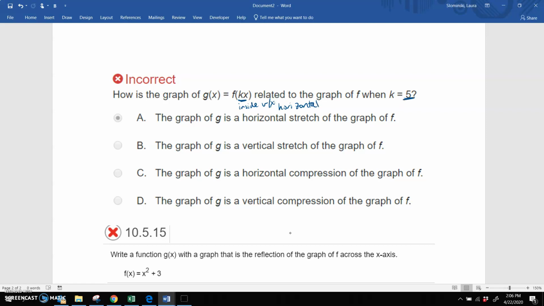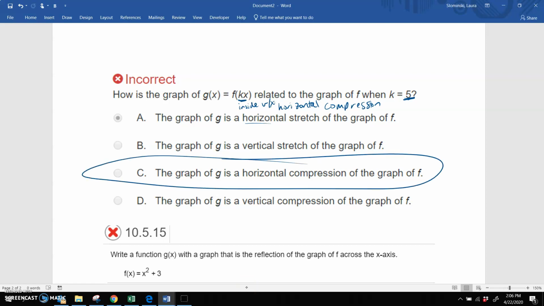But if k is 5, I have to flip it. I see 5, I think stretch, but remember, because it's inside, it's the opposite, so it's actually a horizontal compression. Okay, so you had the word horizontal right, but you did stretch. It should have been horizontal compression.